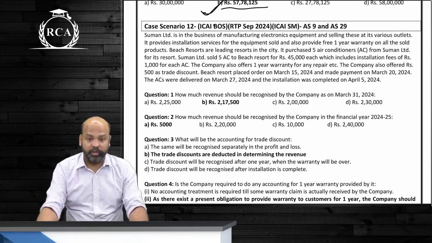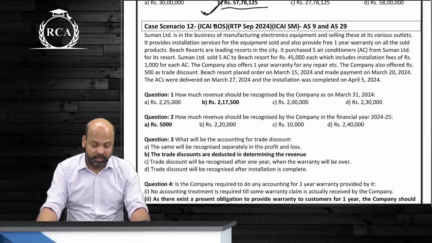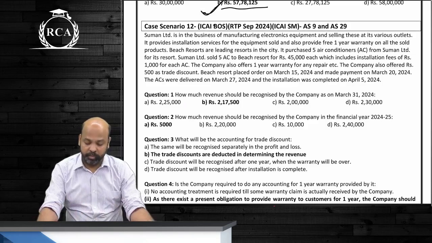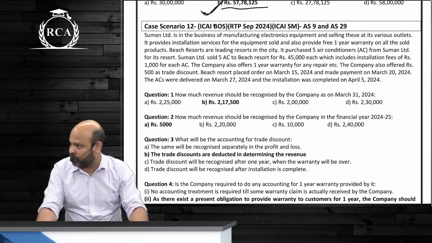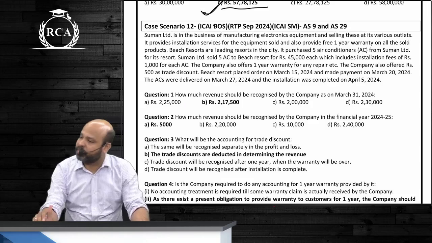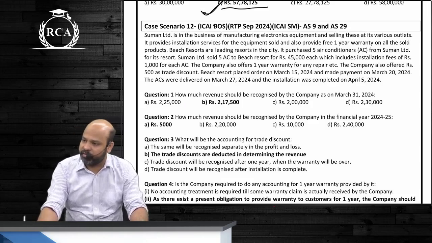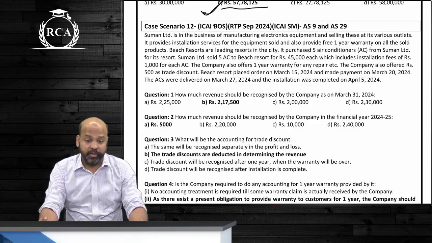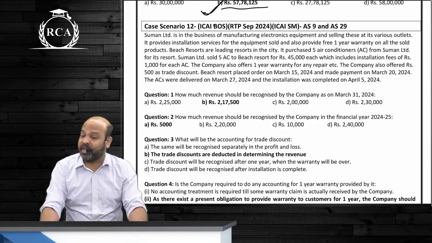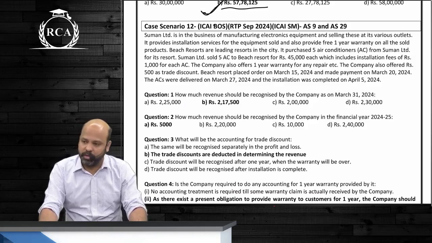The company has also offered 500 rupees as trade discount. Beach Resort placed the order on March 15, 2024, made payment on March 20th. ACs were delivered on March 27th. Installation was completed on April 5th. The price we are charging, 45,000, does that include the installation fee also? How much is the installation fee? Though we are charging 45,000, did we not offer a trade discount of 500? That means the effective price, beta, is only 44,500.